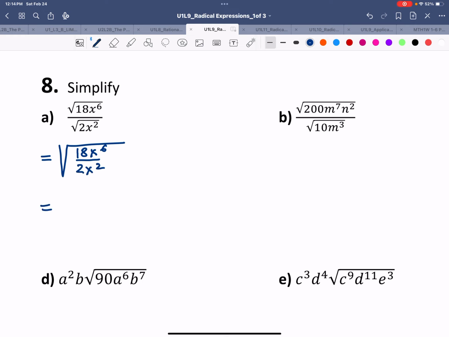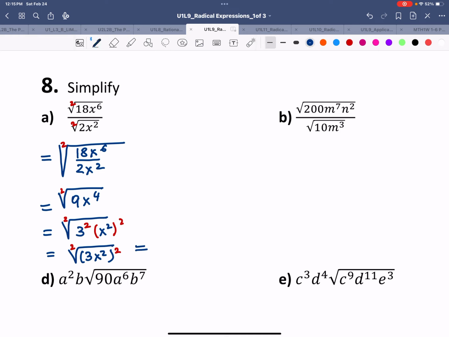So what we have now is 9x to the power of 4. We'll simplify this. We know that 9 is 3 to the power of 2. We know the index is 2. And we also have x to the power of 4, which will be x squared to the power of 2. So the answer in this case would be the square root of 3x squared to the power of 2. You can definitely cut the way short. I'm only showing the different paths to simplifying it so that everyone can understand it. And the answer will be 3x squared. So these two will simplify.